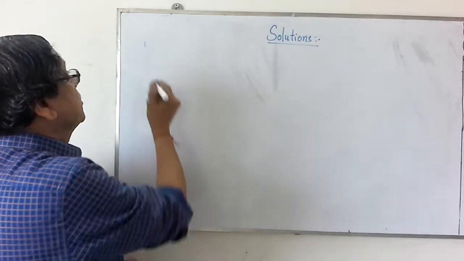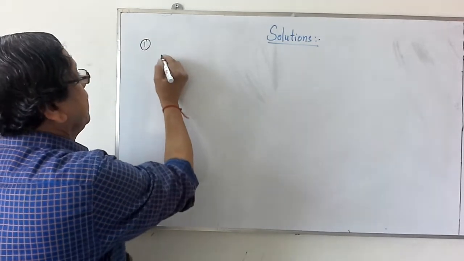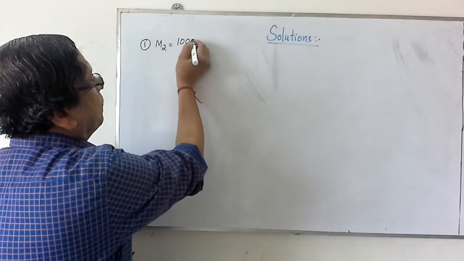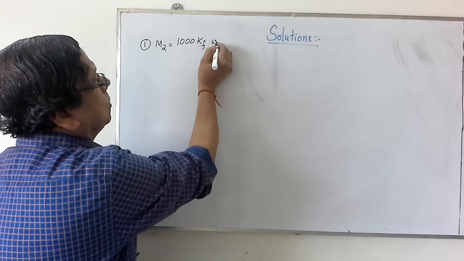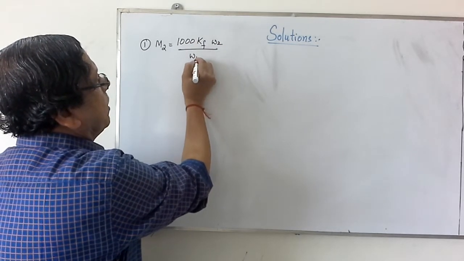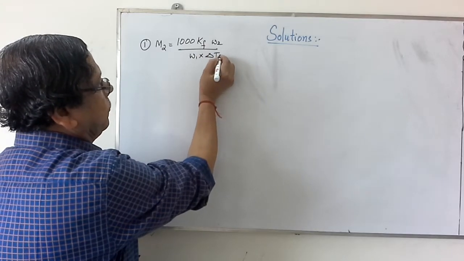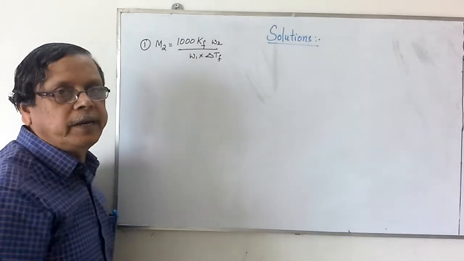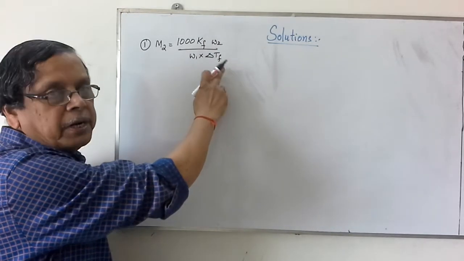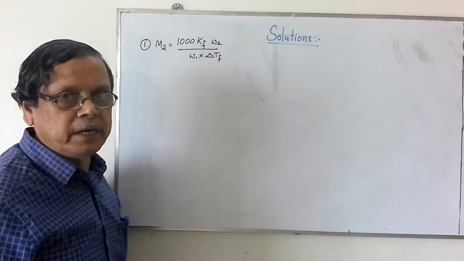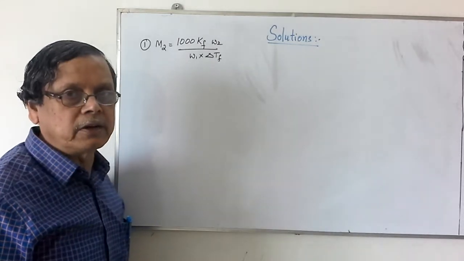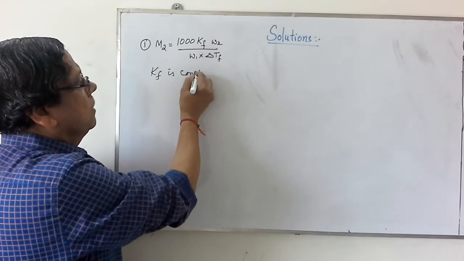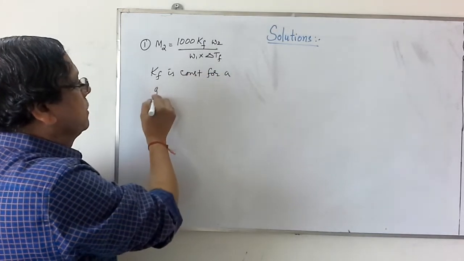The first one is the expression for the molecular mass: M2 is equal to 1000 Kf W2 divided by W1 into delta Tf, where W2 is the weight of the solute, W1 is the weight of the solvent, delta Tf is the depression in freezing point, and M2 is the molar mass. Kf is called the molal depression constant, and this Kf is a constant for a given solvent.